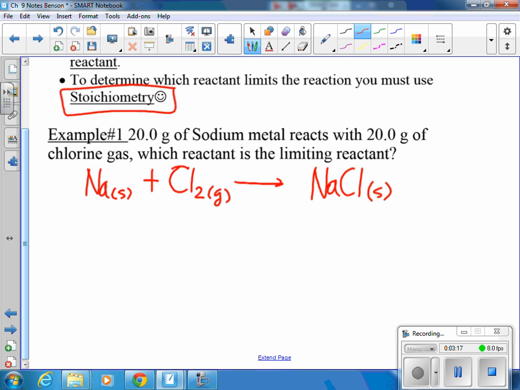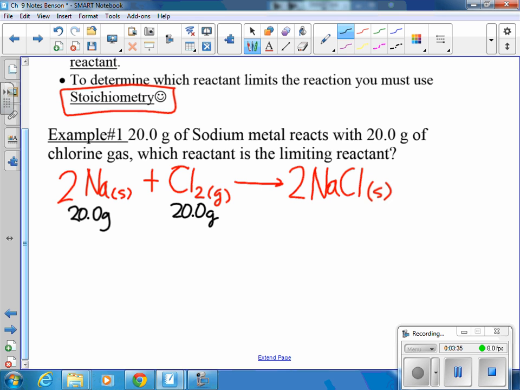And I need to balance this, so I need 2 chlorine here, 2 chlorine is on the left, I need 2 sodium here. Okay, so now I would go back and I would read what's given. So I have 20 grams of this reacting with 20 grams of chlorine gas.